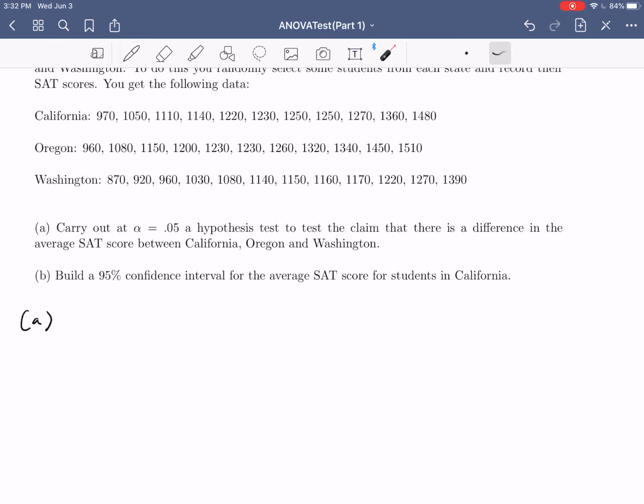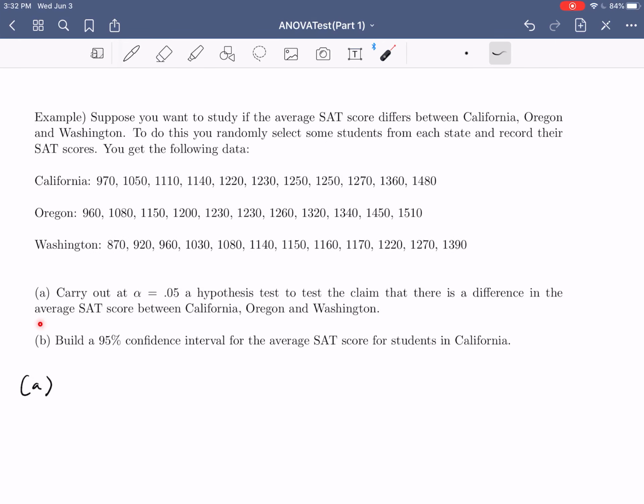Well, notice that there's the mention of the word average in the actual question, and back up here when we're talking about what we're actually studying, average SAT scores. Also notice that all the data is quantitative, right? The different students that you selected, you recorded a quantitative piece of information. So we certainly know that we're studying a quantitative variable here. How many populations do we have? Well, how many samples do we have? We've got one sample for California, one for Oregon, and one for Washington. So we have 3 or more samples of quantitative data. That tells us that this is going to be an ANOVA hypothesis test.